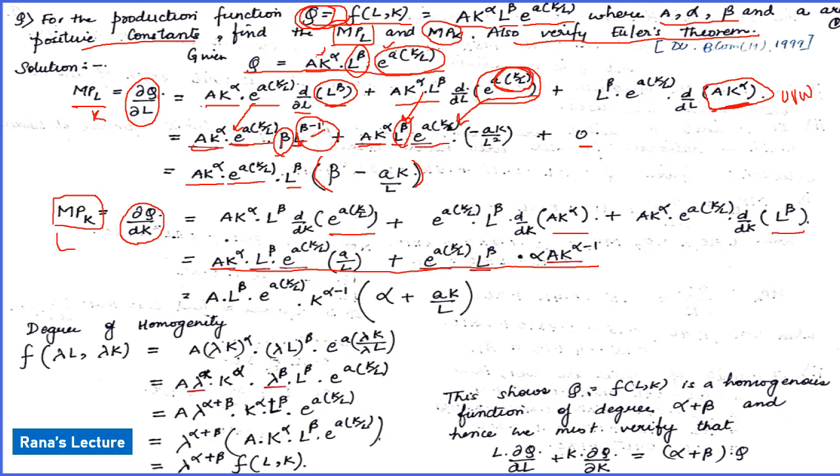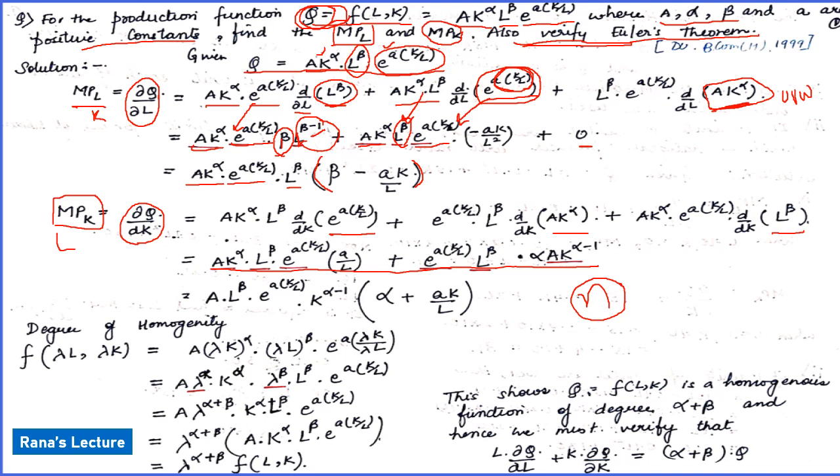This I have explained to you here, right? Now the second part of the question is you have to verify Euler's theorem. For the verification of Euler's theorem, first you have to calculate the degree of this function. How do we calculate the degree of the function?